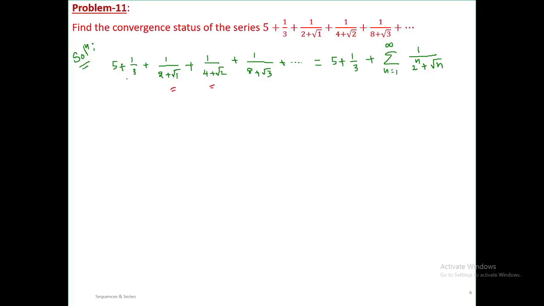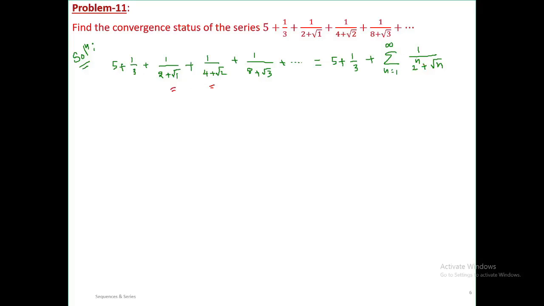If you look at this, it is not a geometric series. Clearly 1 by 3 divided by 1 by 5 is not equal to 1 by 3 divided by 1 by 3, which is 1. So it is not a geometric series. Likewise, you can verify everything. Now, by using the nth term divergence test, what about this series?